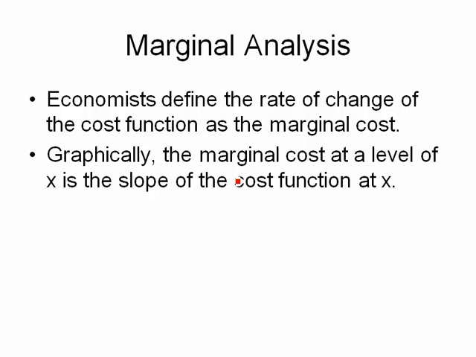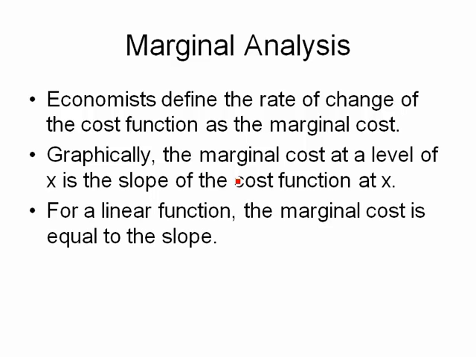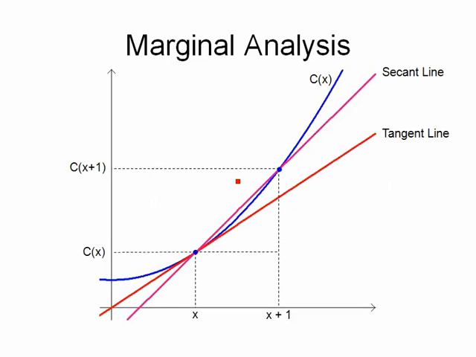If we were to have a cost function that wasn't a straight line, that maybe was curved, well, then our marginal cost would change because our slopes change as we increase or decrease production. Like we said, for a linear function, the marginal cost is equal to the slope. And so now let's take a look at a picture of a cost function that is not a straight line.